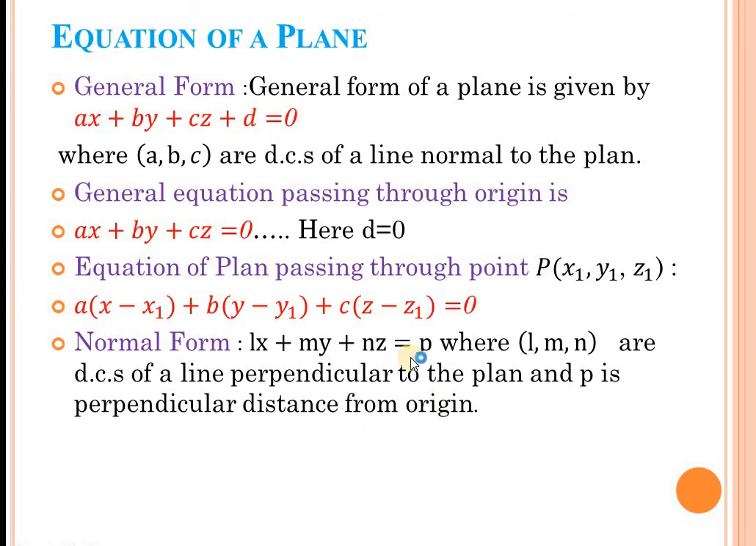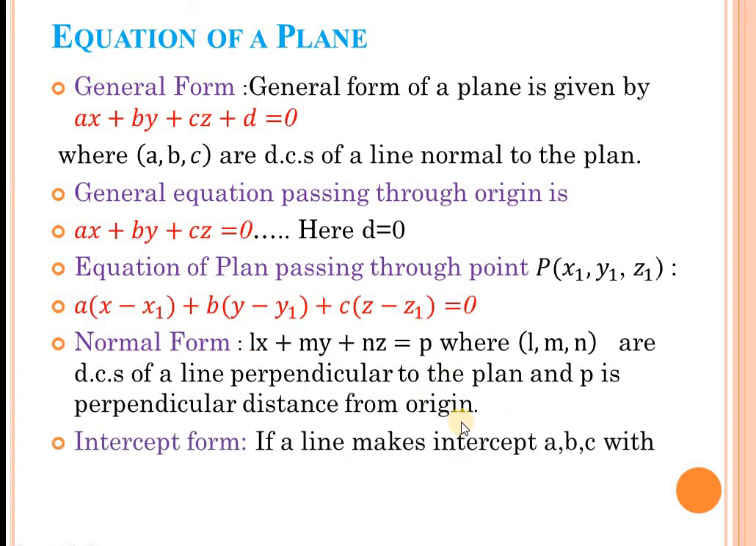Now, normal form: lx plus my plus nz is equal to p, where this l, m, n are direction cosines of a line perpendicular to the plane and p is the perpendicular distance of the plane from the origin. This is the normal form of the equation. Now we see intercept form.